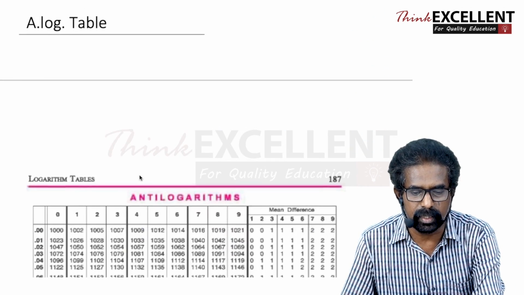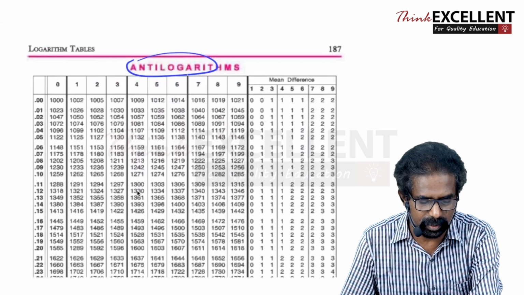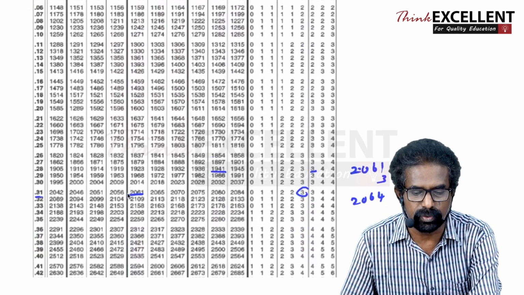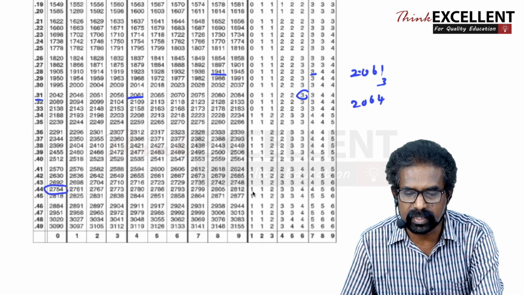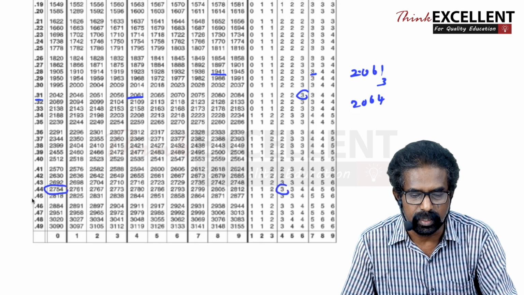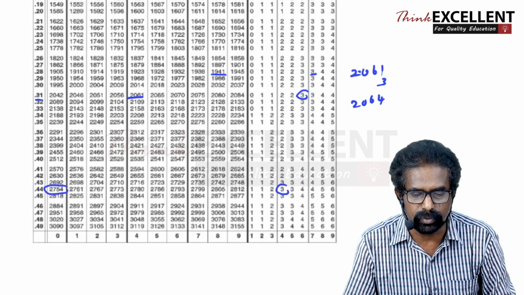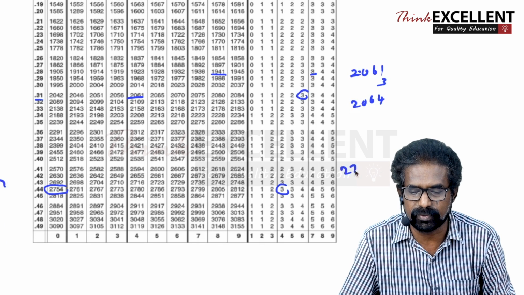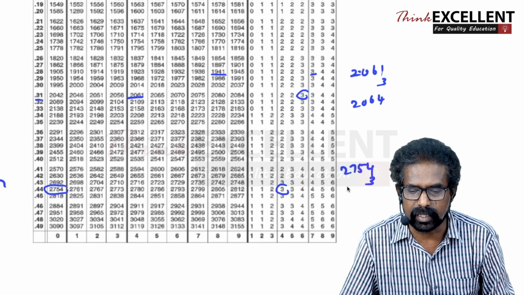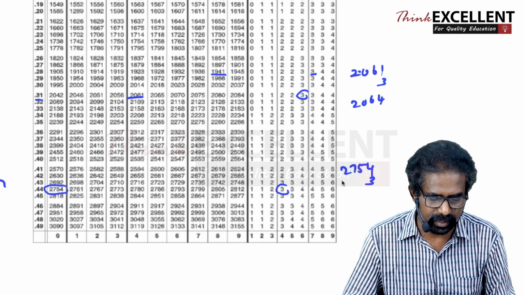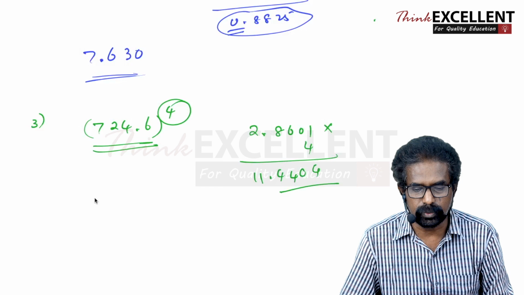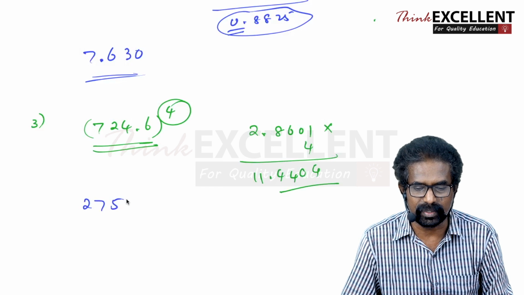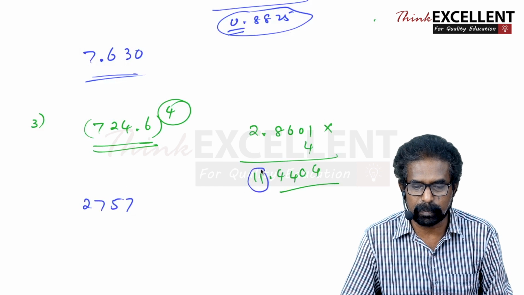Antilog, yes, it is antilog. You confirm that one, right? 4404. 440 is this one. Mean difference 4. Mean difference 4 means 3. So 2754 plus that 3, so 2757, right? 2757 you are getting. But where to keep the point?